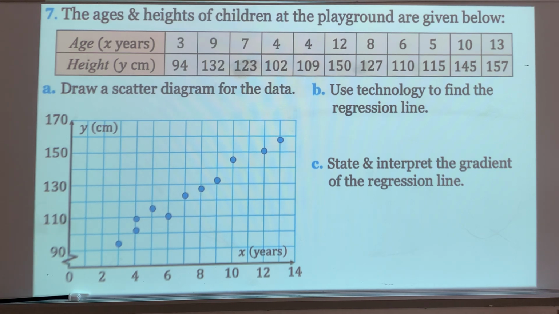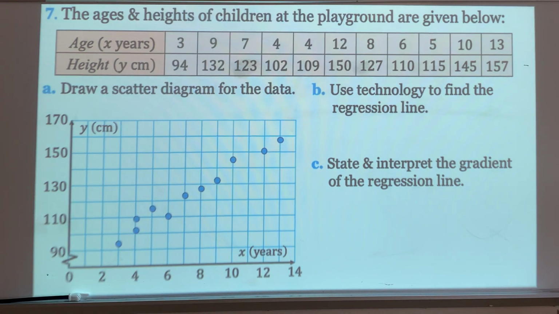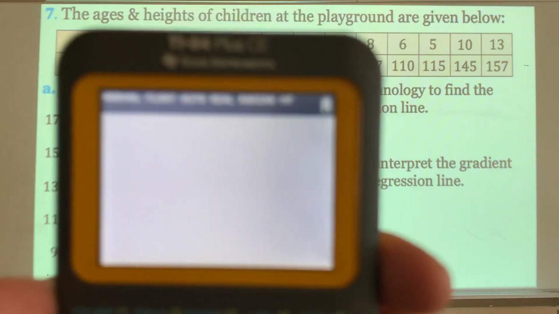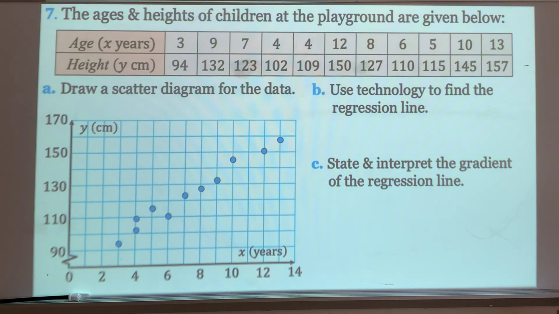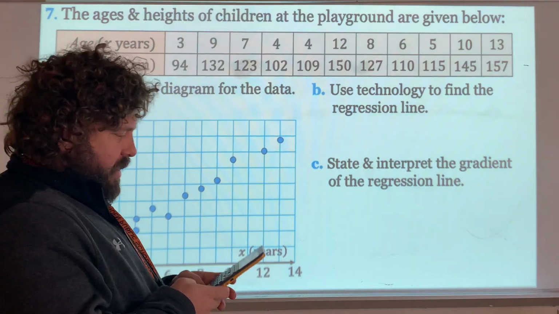All right. We're going to have to use technology to find the regression line. Could be worse, I could make you use the actual formula. So get your calculators out. Stat, Edit. 3, 9, 7, 4, 4, 12, 8, 6, 5, 10, 13. See how easy and quick you can do these? Without a calculator, you're in trouble.